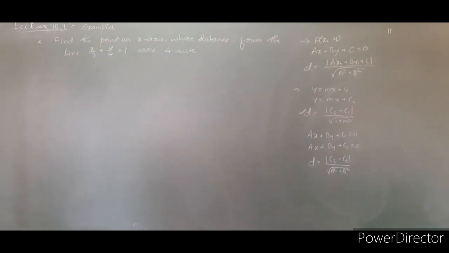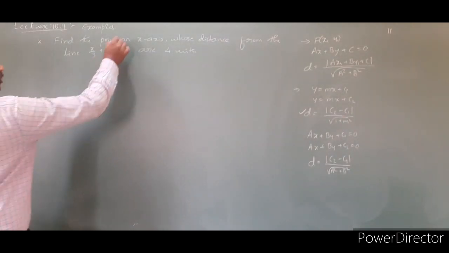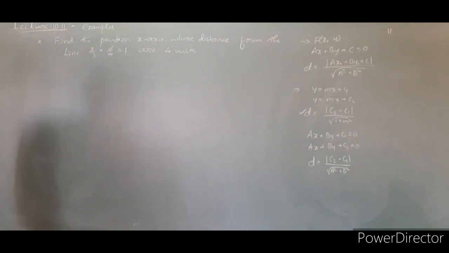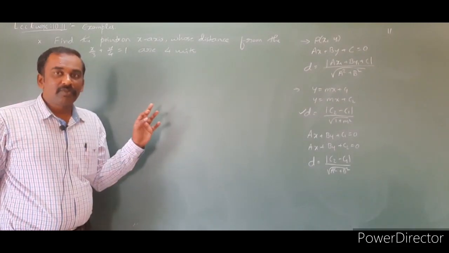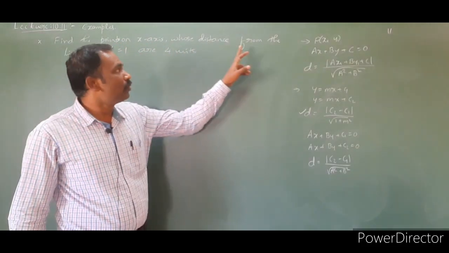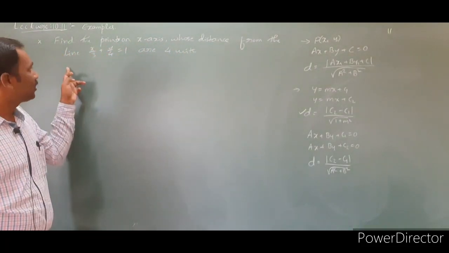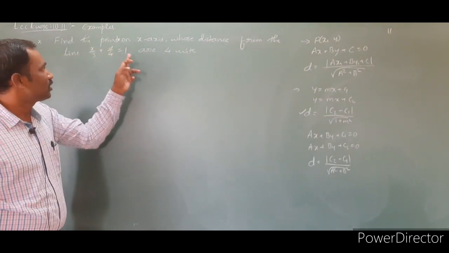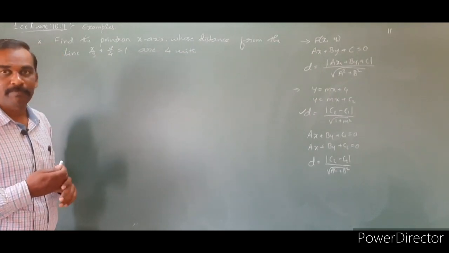Find the points on the x axis. Here, read the question very carefully. Find the points on the x axis whose distance from the line x/3 + y/4 = 1 is equal to 4 units.